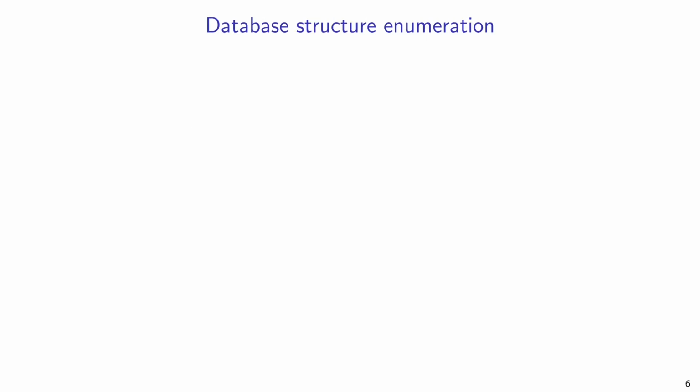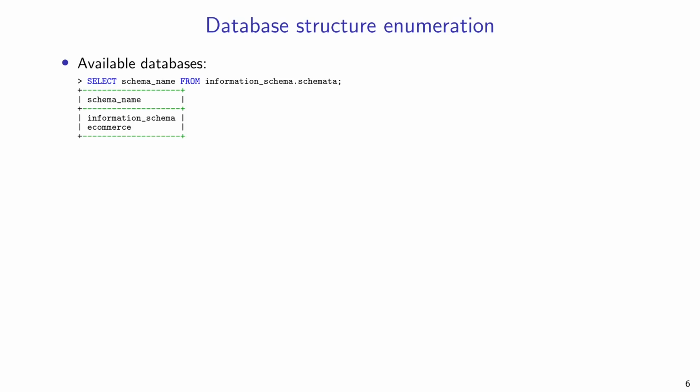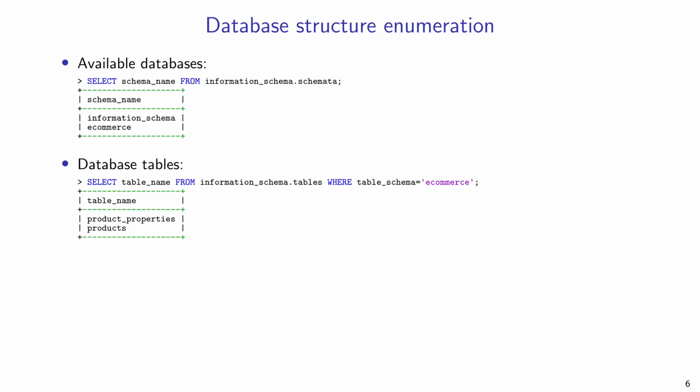Database structure enumeration is relatively straightforward in MySQL, as this information is stored in a special database that we can access. For example, to get a list of databases that are available to the current database user, we can select column schema_name from the information_schema database and the schemata table. So this shows that we have access to 2 databases, information_schema and e-commerce. To retrieve a list of tables in the e-commerce database, we can query table_name from information_schema.tables, where table_schema equals e-commerce, and we get the names of the tables in that database.